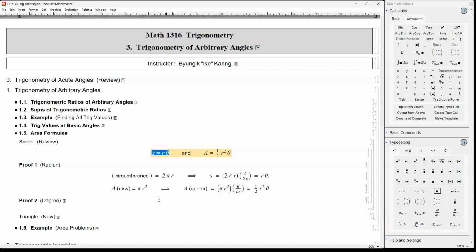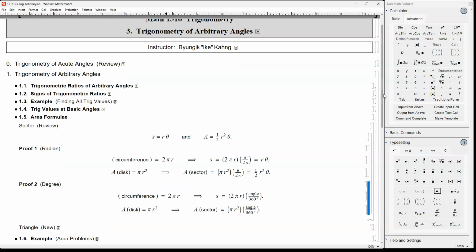And you can use exactly the same arguments for the area of the sector. The area of the entire disk is pi r squared. But of course, if I have just a sector, just a piece of pie, then I cannot claim everything. So I have to multiply my proportion, theta radian out of total 2 pi. And simplify, you get 1/2 r squared theta. It's a bit easier to understand this way. And exactly the same argument applies to degree measure.